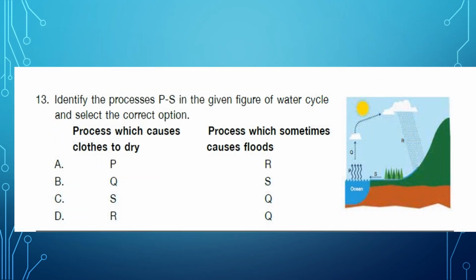Question number 13. Identify the process P to S in the given figure of water cycle and select the correct option. In this figure, P is evaporation, Q is condensation, R is precipitation, and S is water flow. R is rain also. So, the process which causes clothes to dry is evaporation. So, P is in option A. So, our answer is option A. And R is rain. So, heavy rain also causes flood. So, the answer is option A.